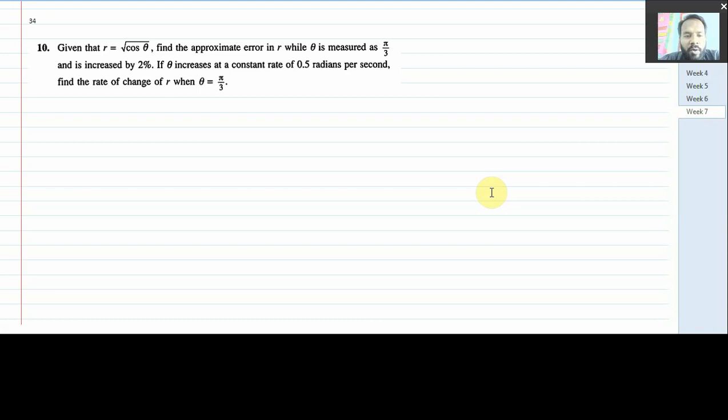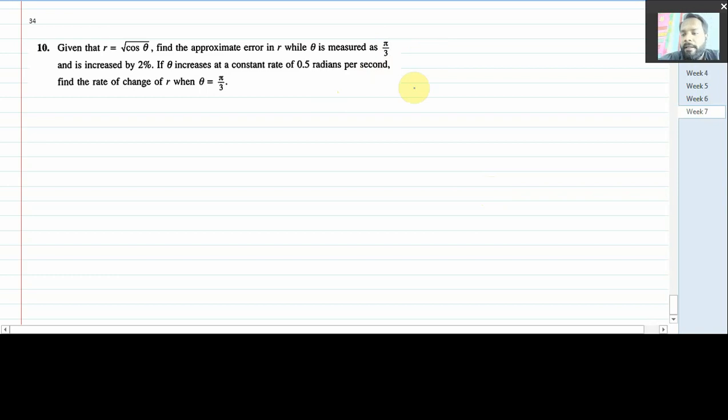Right. So it's question number 10 from exercise 18.1. It says that given that r is equal to the square root of cos theta, find the approximate error in r when theta is measured as pi by 3 and is increased by 2%. Alright, so it is a question from small changes.